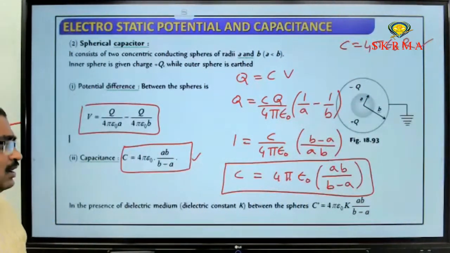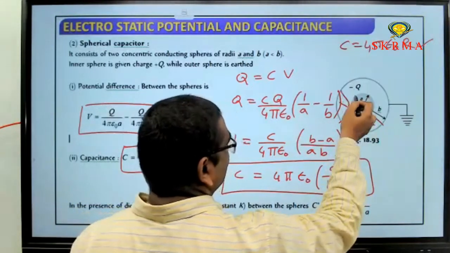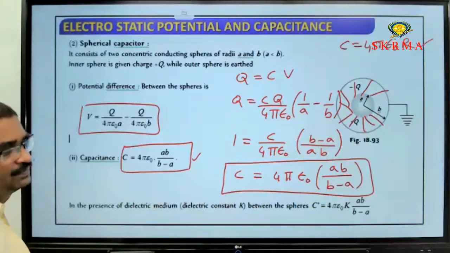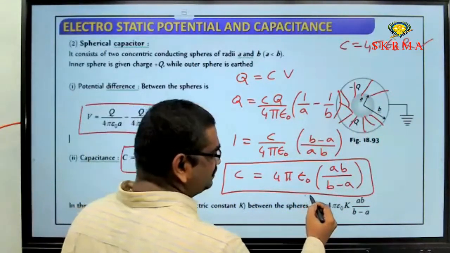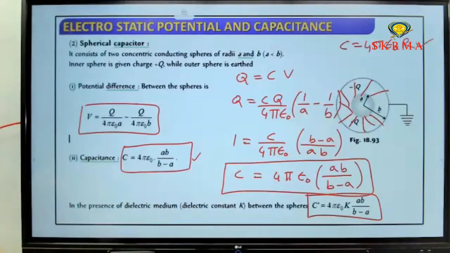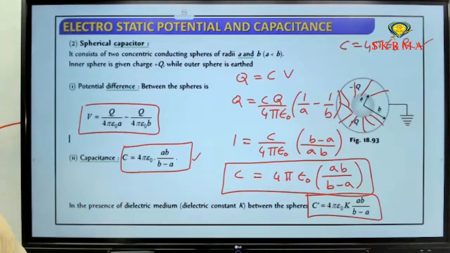Next, if a dielectric is placed between these two spheres, then what happens to the capacitance formula? Just multiply it by K. If a dielectric is placed between the spheres, then the new capacitance is 4 pi epsilon naught into K into AB by B minus A. Just multiply the above equation with K, then you will get this answer. Just go through this once.